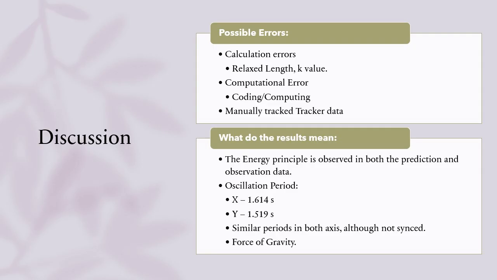Discussion. So what do these results mean? Firstly, the energy principle was observed in both the prediction and the observation data, as the energy stayed constant and delta E was 0 throughout both of these data sets.